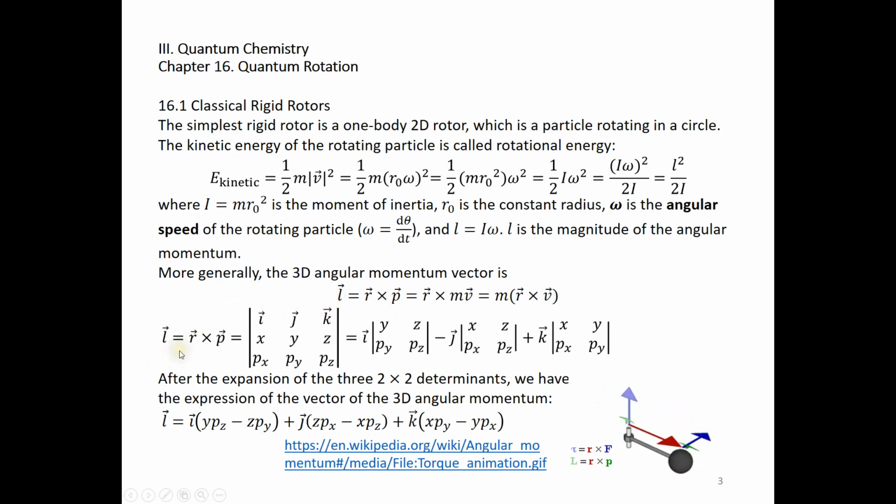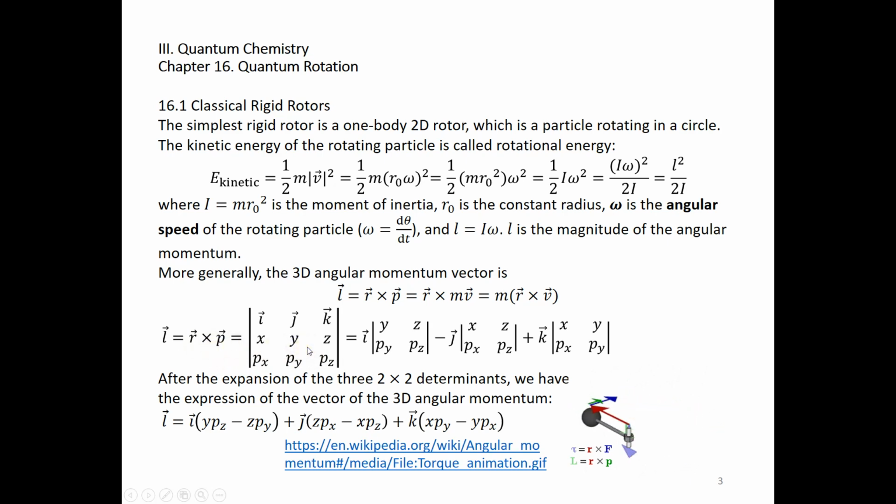We can also express the angular momentum vector as a determinant. This is just because the cross product of two vectors can always be written in this form. i, j, and k are the unit vectors in the x, y, and z directions. x, y, and z are the three components of the r vector. px, py, and pz are the three components of the p vector.